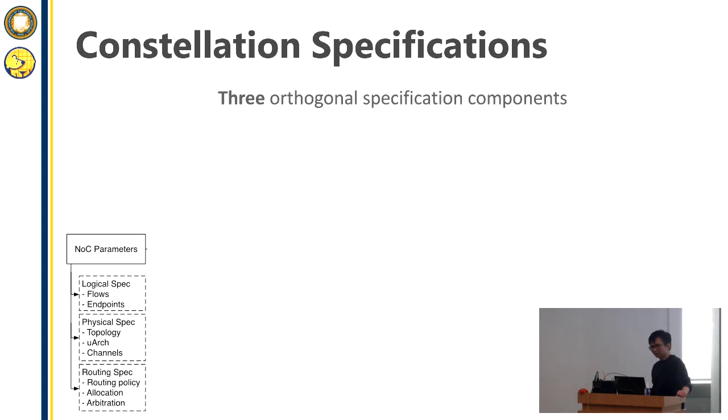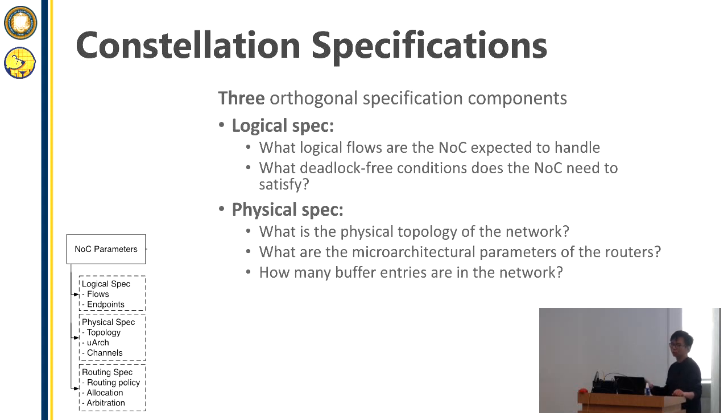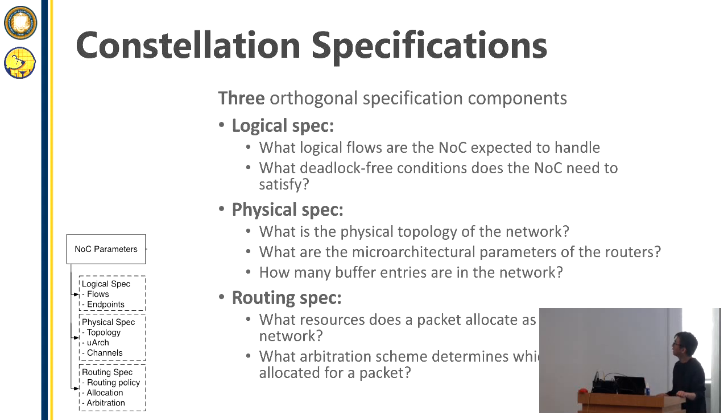So the specifications for Constellation: what does the user need to provide to the tool to generate a NoC? We split up the specification into 3 orthogonal areas. The logical specification ignores the actual physical implementation of the NoC, and just describes what kind of messages the NoC is expected to handle, and what deadlock-free conditions the NoC needs to satisfy. The physical specification is where you actually specify the physical topology of the network, the microarchitectural parameters, how many buffer entries are in each router node, how wide the channels are, and more constraints like this. And the routing specification marries the two. It describes how your logically defined flows will be allocating the resources described by your physical specification as your packets traverse the network.